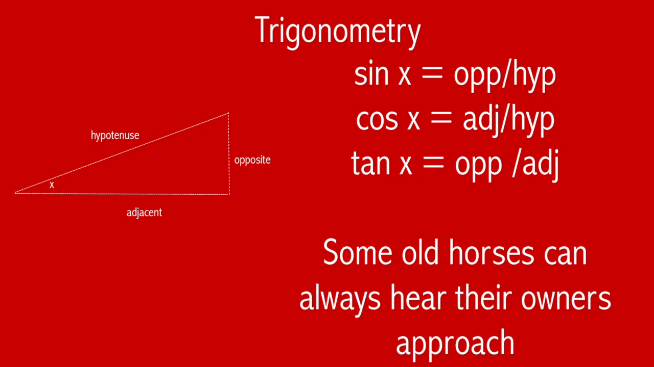And if you do have difficulty remembering that sine is opposite by adjacent and so on, this is a mnemonic I learned back in the 6th grade. That's never failed me, so let's go over it. Some old horses: sine is equal to opposite by hypotenuse. Can always hear: cosine is equal to adjacent by hypotenuse. Their owner's approach: tangent is equal to opposite by adjacent. Some old horses can always hear their owner's approach. There are many mnemonics, but this is the first one I came across and it's been with me since.